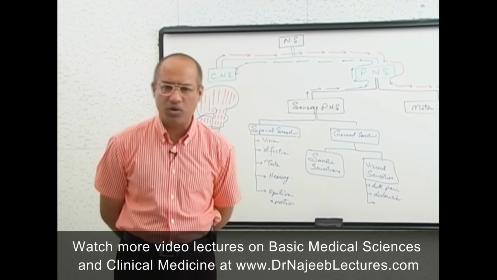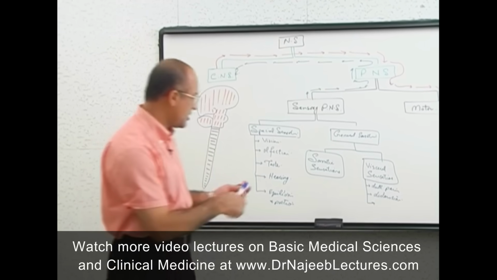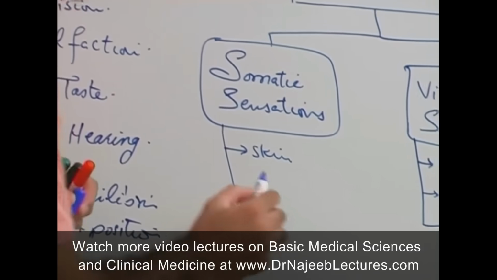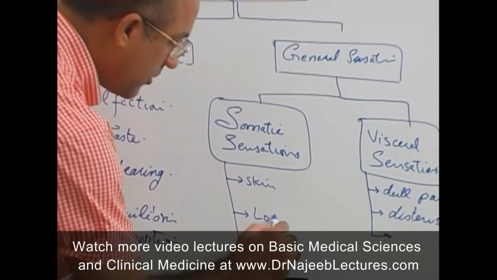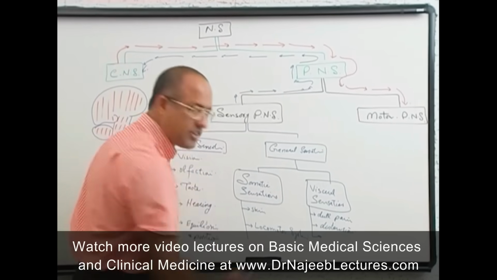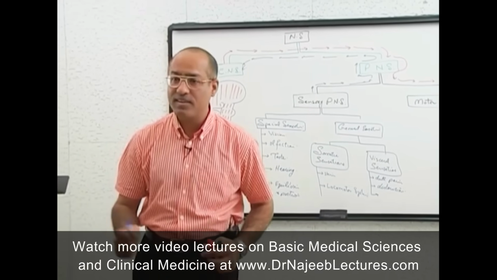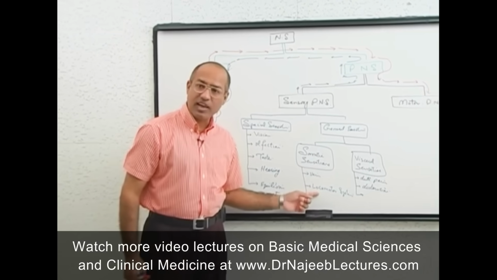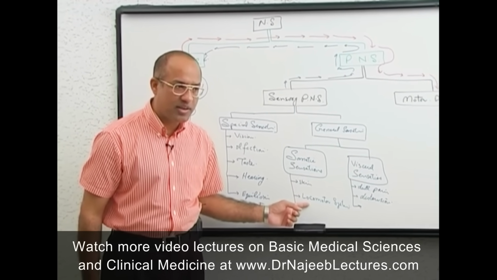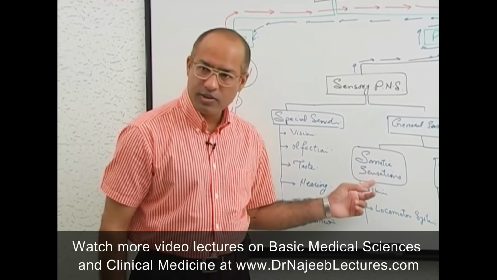Locomotor system. What is the locomotor system? Yes, Amal. Somatic sensations are, for example, from the skin, also from the fascias, and also coming from the locomotor system. What is the locomotor system? The system in the body which is used for locomotion. Locomotion means movement. It means skeletal muscles. It means joints like capsules, ligaments, tendons. All the sensations from there are also considered somatic sensations.